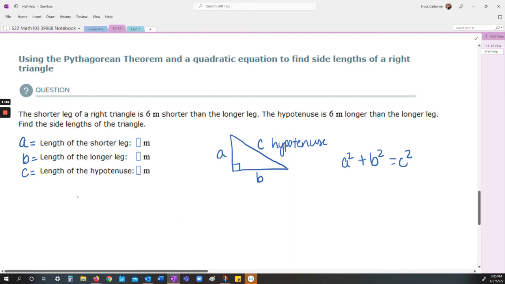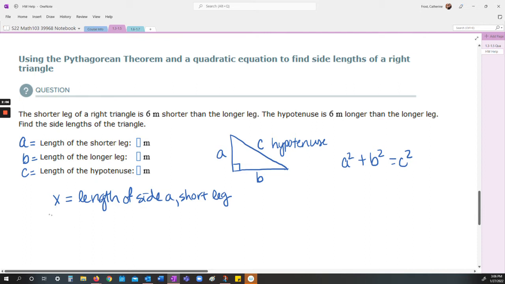So I'm thinking that it might be easier to actually use an X. So I'm going to let X be the length of side A, which is our shorter leg. I'll just put short leg. To me this is going to make it easier to understand how everything relates, but you could just let it be A if you wanted to.